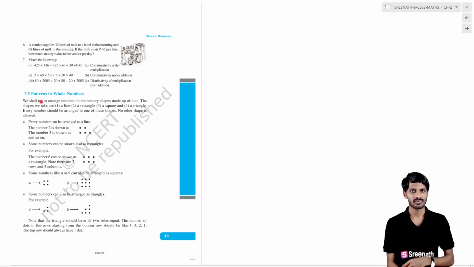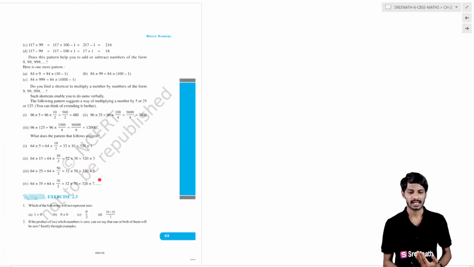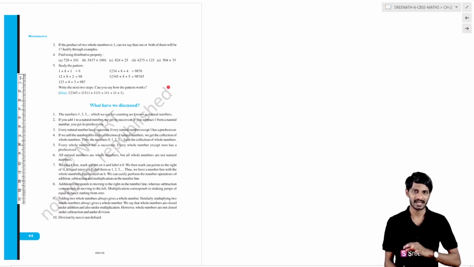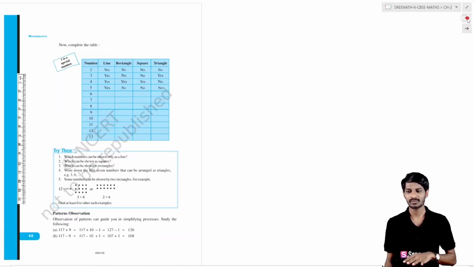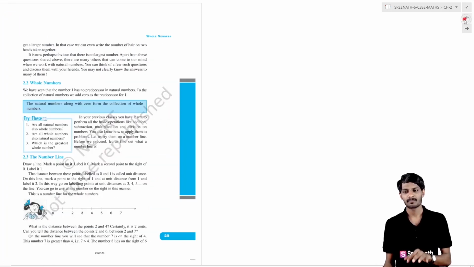Now it is time for the fifth topic, which is patterns in whole numbers. What are the patterns in whole numbers? How can we use those patterns to simplify our calculations? So that is the whole chapter, and the pattern observations. That's it, our chapter ends here. We have completed the overview of the whole chapter. What is there in the whole chapter?